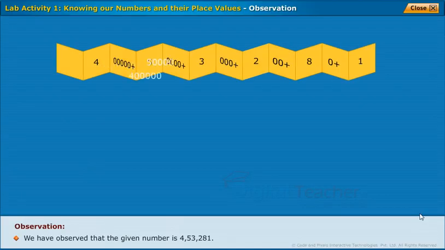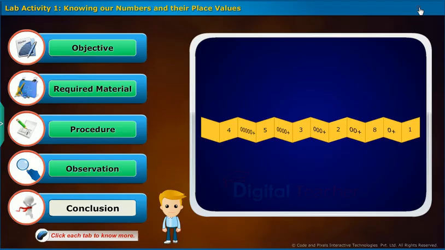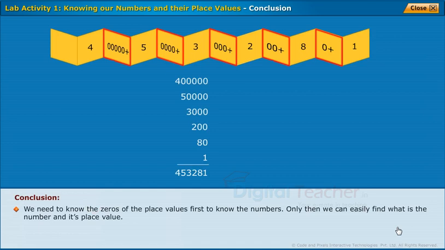We have observed that the given number is 4,53,281. We need to know the zeros of the place values first to know the numbers. Only then we can easily find what is the number and its place value.